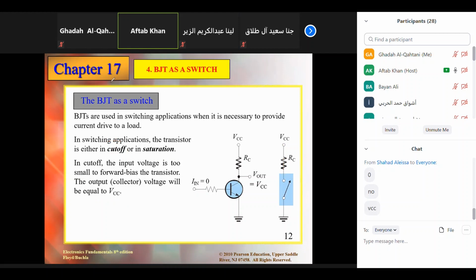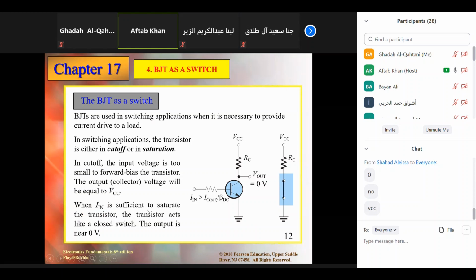Now, the other mode is saturation mode. When the input is sufficient to saturate the transistor, the transistor acts like a closed switch. That is, it is in saturation, and both the junctions are in forward bias. So when it is in forward bias, girls, the switch works as a closed switch, meaning it is now closed. So if I measure the output here, as I told you before, you will say, teacher, it is going to be 0 because it is behaving like a short circuit. So this is how the transistor works in cutoff and in saturation mode.